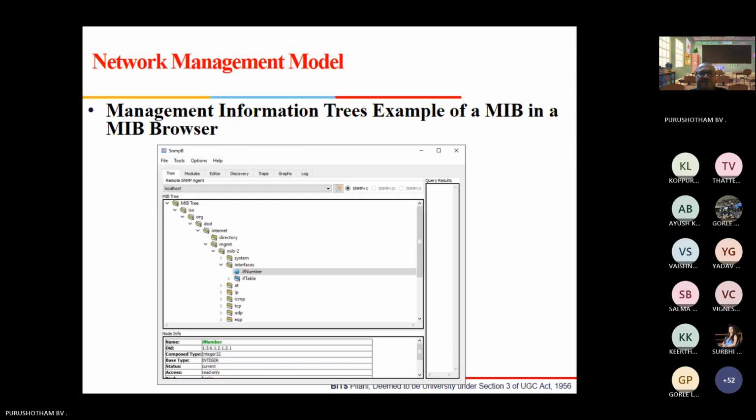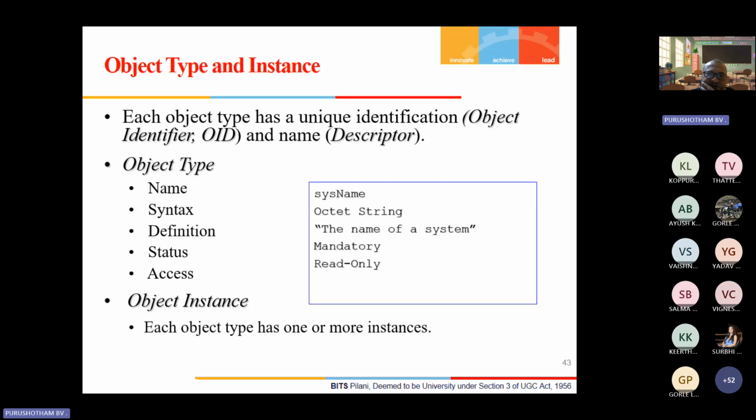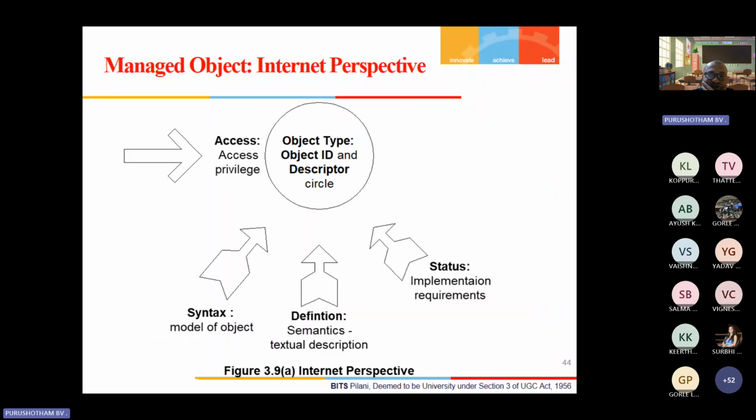Yeah. This is the view in terms of browser view. This is the normal tree view. So object type and instances are going to have an object identifier, the name and the descriptor corresponding to that. So that will be there as a part of the things. So object name is sysName. Syntax is in the form of octet strings. Then definition is the name of the system. Status is mandatory. Access is the read-only kind of thing. That is the way we are able to do that.